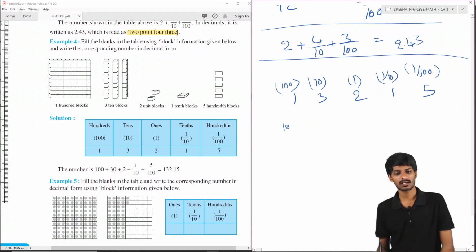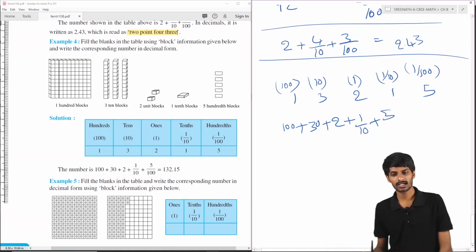If you have to represent it, how will you represent it? That is hundreds. How many hundreds? 1 hundred. Plus how many tens? 3 tens. Plus how many ones? 2 ones. Plus how many 1/10s? 1 1/10. How many 1/100s? That is 5 1/100s. So if you write them, it looks like 132.15. That is the case, students.